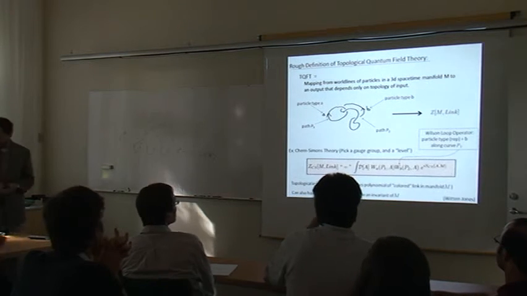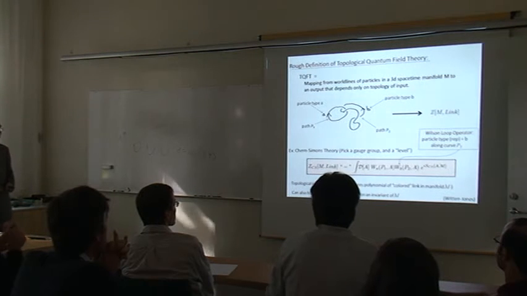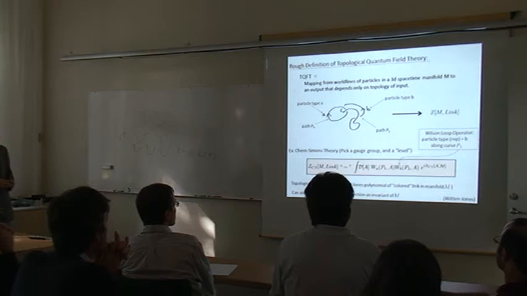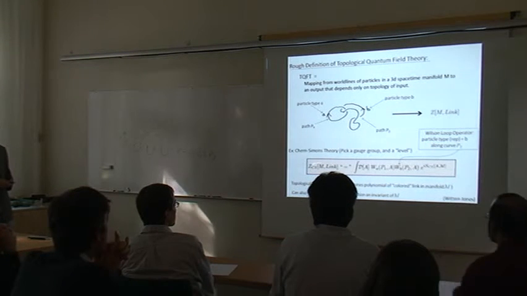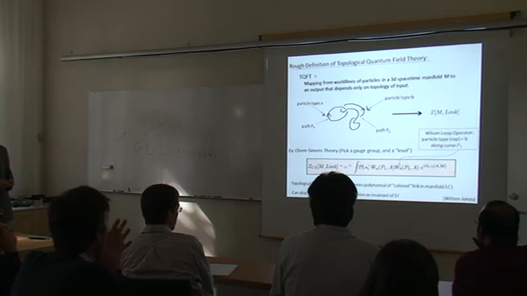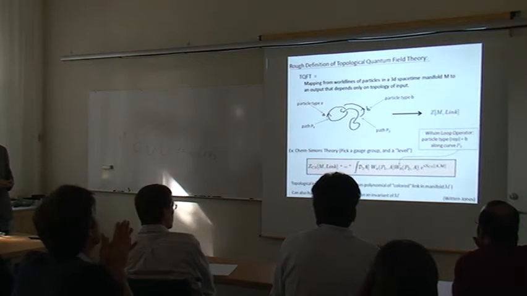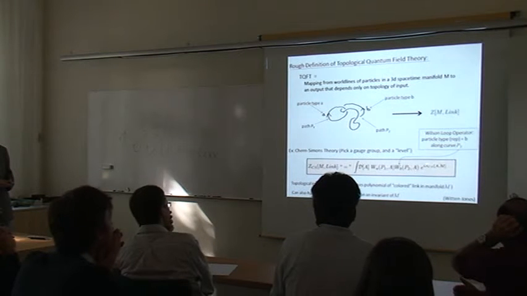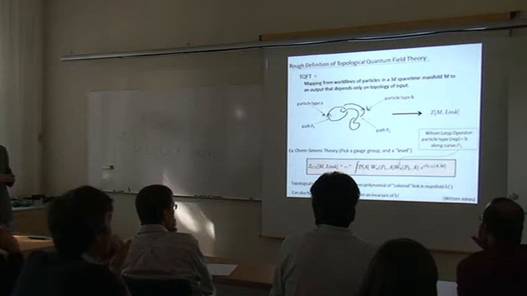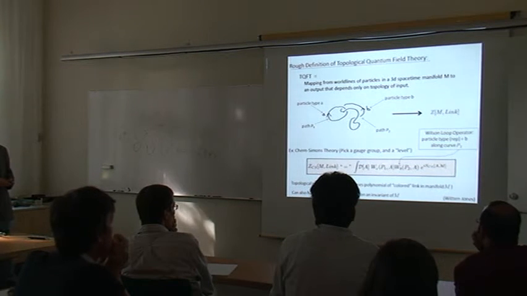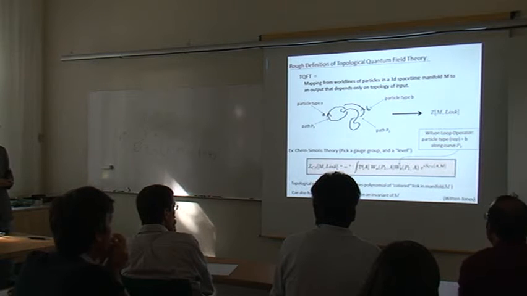So the classic example of this is Chern-Simons theory, where you pick a gauge group and a level. The level is like the coupling constant of the interaction, and the output is given by a functional integral over the gauge field A. What you're integrating is e to the i times the Chern-Simons action of A. You're integrating over the entire manifold. And for each particle world line, you insert a Wilson loop operator, which is like the path-ordered line integral around the line that the particle takes. And you insert one Wilson loop operator for each particle.